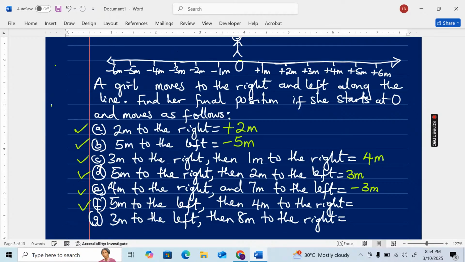So what is the answer to the F part of the question? 5 meters to the left, then 4 meters to the right. So let's see those who posted the correct answer.